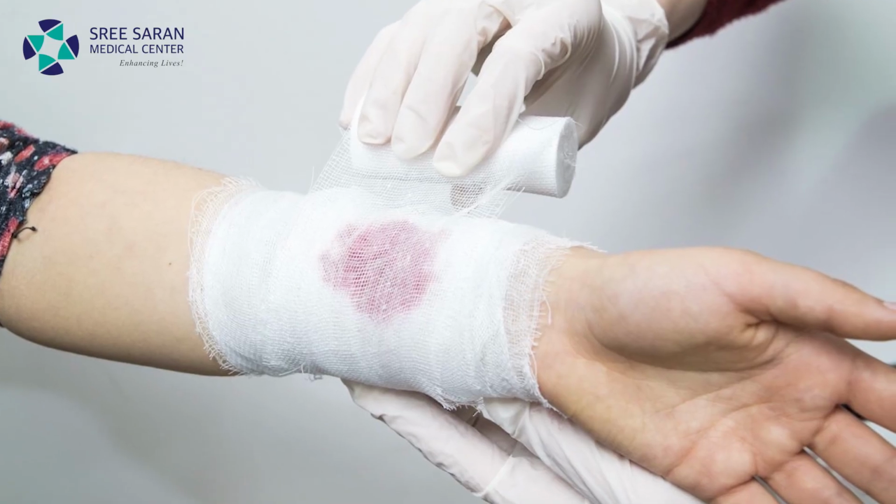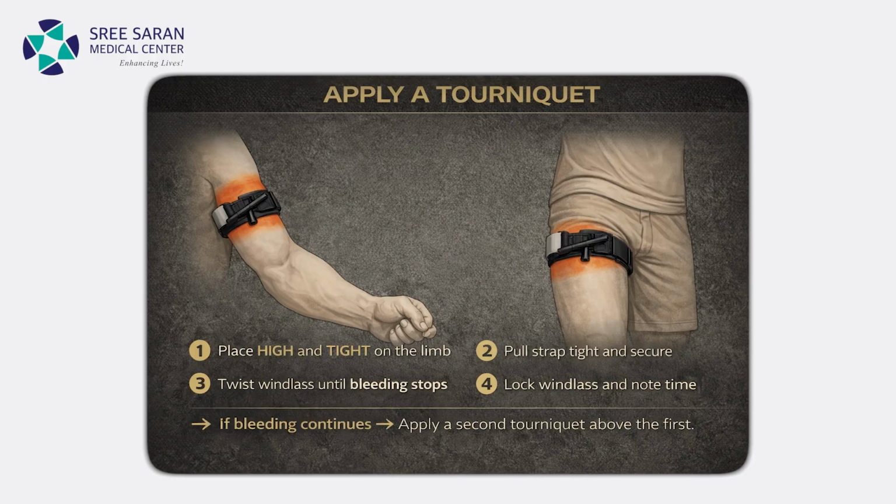X is nothing but looking for exsanguinating hemorrhage or severe profuse external bleeding. By looking so, we need to control the bleeding using external compression dressing or hemostatic dressing or tourniquet application. After the X comes A, which is airway.